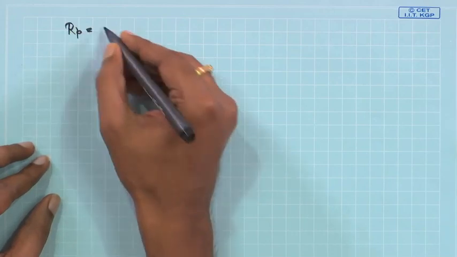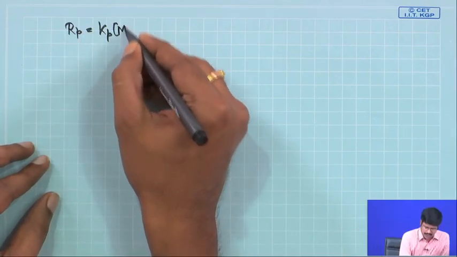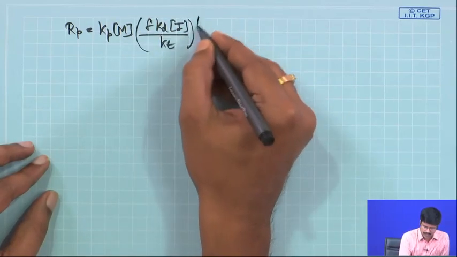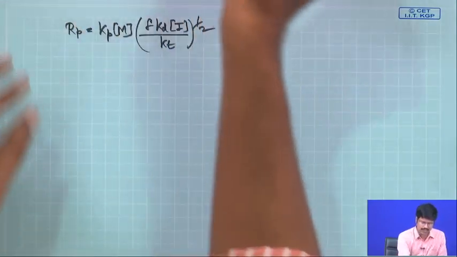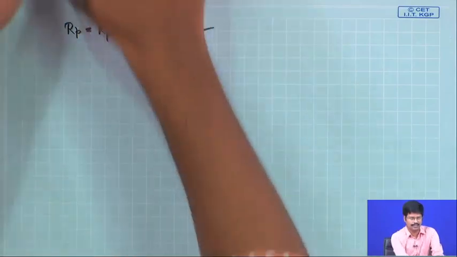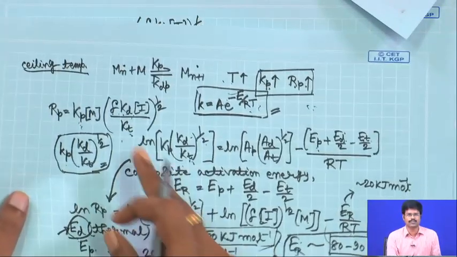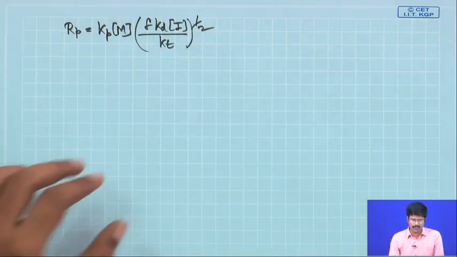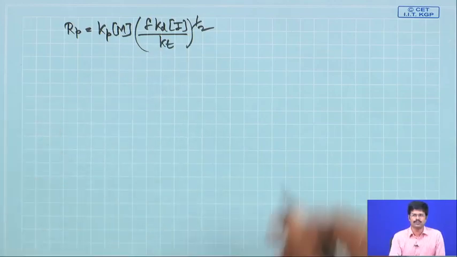So, the final thing that we want to discuss here before we draw curtains to this discussion on the radical polymerization part is the following. If you look at the expression of Rp, that is Kp into [M] f Kd [I] divided by Kt, to the power half. This is the expression that we had derived before, and I had promised you that I will talk about this initiator efficiency a little bit more. So, that is what I am going to talk about now.